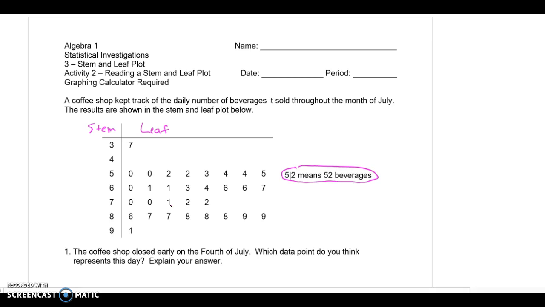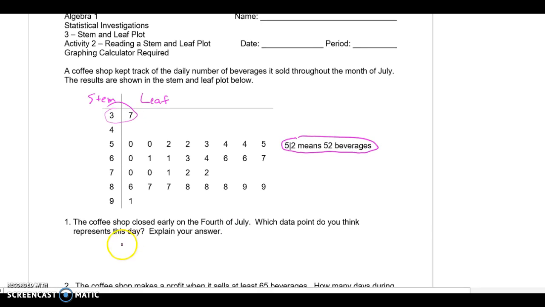Question 1 says the coffee shop closed early on the 4th of July. Which data point do you think represents this day? My first thought is we're looking for the lowest number, because the shop was open, but it didn't sell a whole lot because it closed early. The lowest data point I see is right here, the 3 and 7. So we're going to say 37, because that is the lowest amount sold for the month.